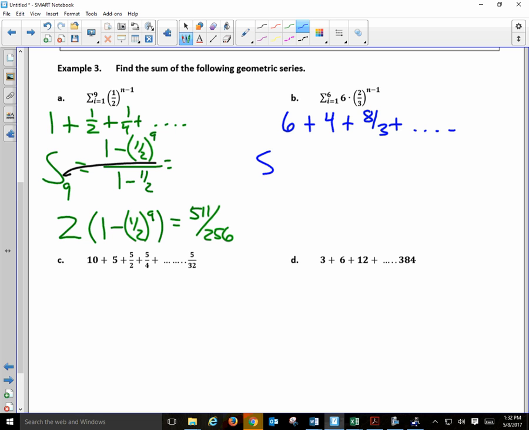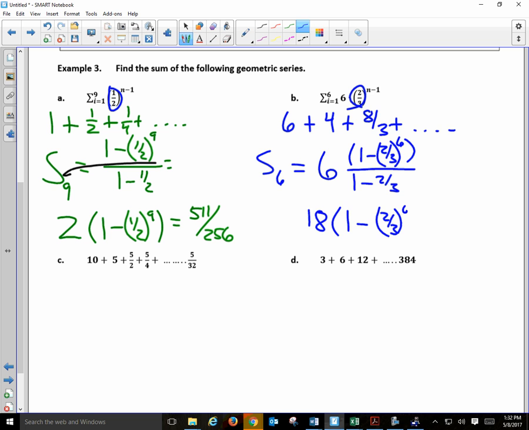So we have the sum of the first 6 terms is, what's your first term? Times, the top is 1 minus, what is our ratio? Yeah, you can see it's always just sitting right there. It's always your ratio. It's super easy to see. You're going to raise that to what power? 6 divided by 1 minus 2/3. What's 1 minus 2/3? 1/3. Divided by 1/3 is the same as multiplying by 3. So 3 times 6 is 18. So we have 18 times 1 minus 2/3 to the 6th power.